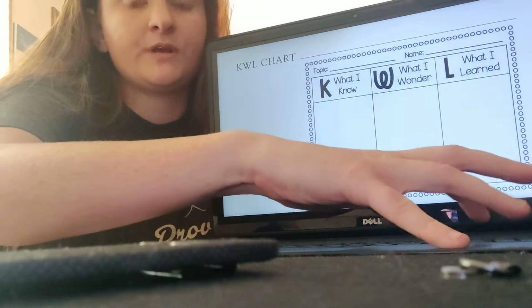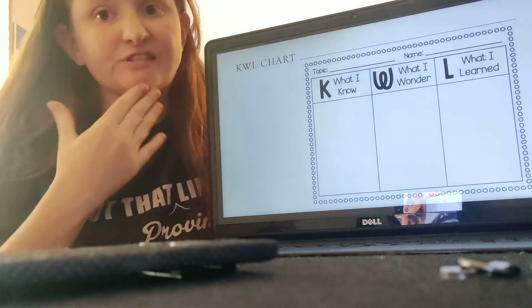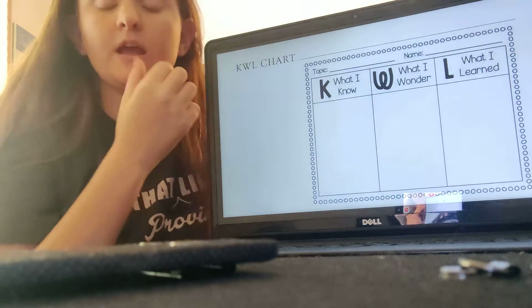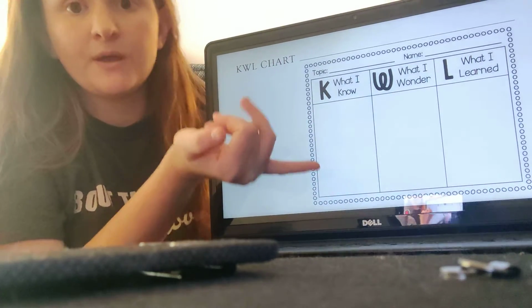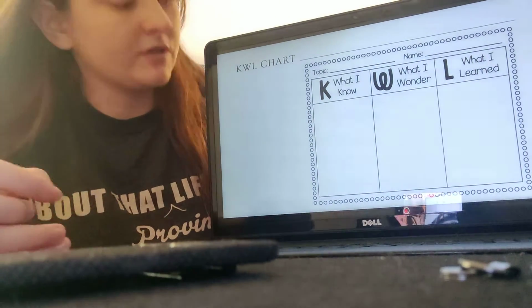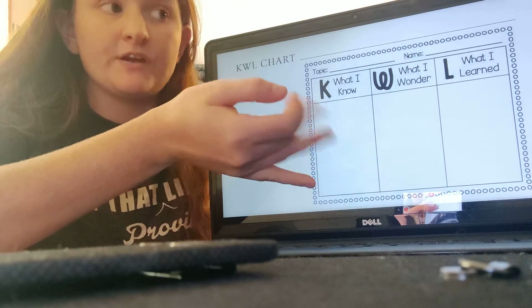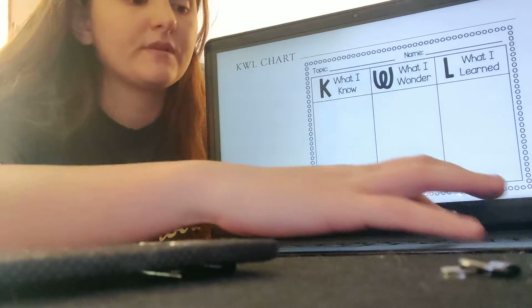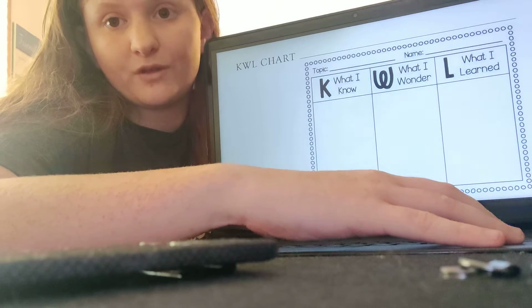So for beginners, we're going to do the KWL chart. I'm going to have students have a copy of this chart that I'm going to print out and provide. Before we start our lesson, I'm going to have them write down what they know. And then I'm also going to have them write down what they wonder, so what they don't understand or what they're curious about the topic. And then after we've gone through everything, they will write down what they learned throughout the lesson that we've talked about.